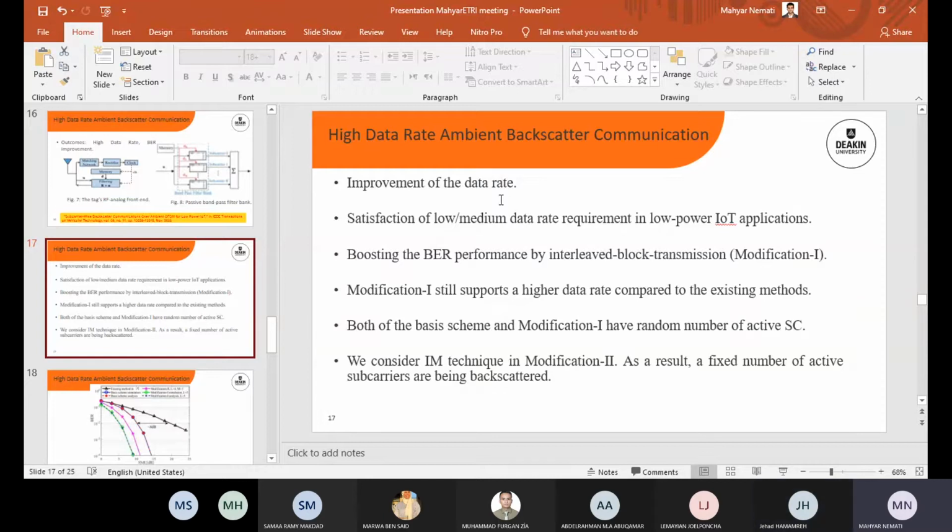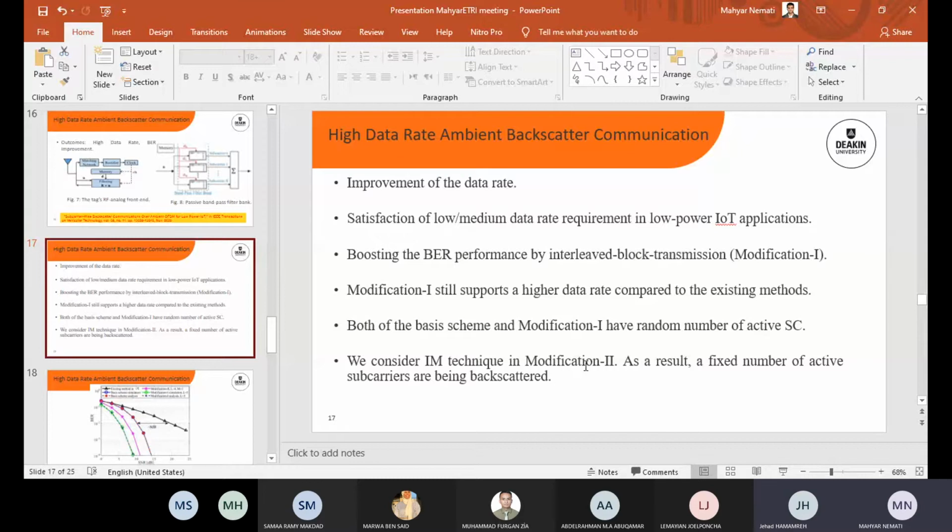In case some of the backscatter communications are sometimes incorporated with very low data rate IoT applications, the extra subcarriers can be used as an interleaved block transmission. For example, we can consider a block of subcarriers for just transmitting one bit. In that case, we can boost the bit error performance, which I called modification 1. So by sending one bit over a block of subcarriers, we can still have a higher data rate compared to the existing method, but also we can improve the bit error rate as well.